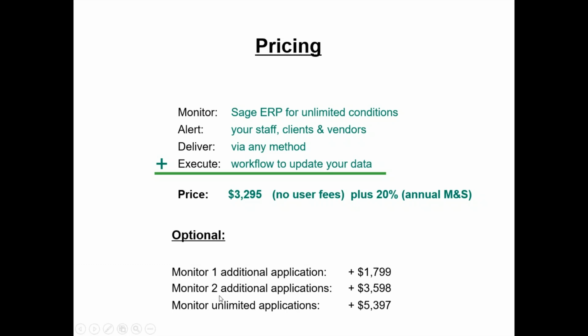Twice that would enable you to monitor 2 additional applications, such as Sage CRM and perhaps Sage HRMS or Sage ABRA. And 3 times that amount gives you what's called the unlimited connection license of alerts and workflow, enabling you to use it to monitor every single business application that you own today or ever will own.